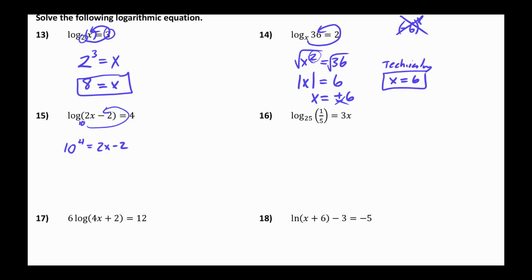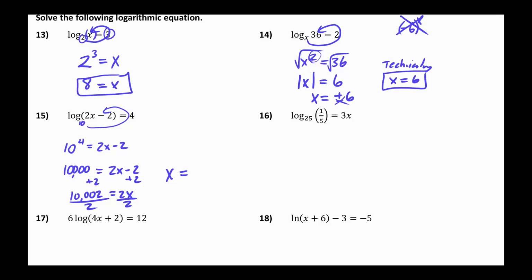10 times 10 times 10 times 10 is 1 with 4 zeros. Kind of think about it. 10 squared is 100, 1 with 2 zeros. 10 to the 4th is going to be 1 with 4 zeros. That's 10,000 equals 2x minus 2. Then we have to work our way out. Add 2, add 2. I get 10,002 equals 2x. Divide by 2 and divide by 2.